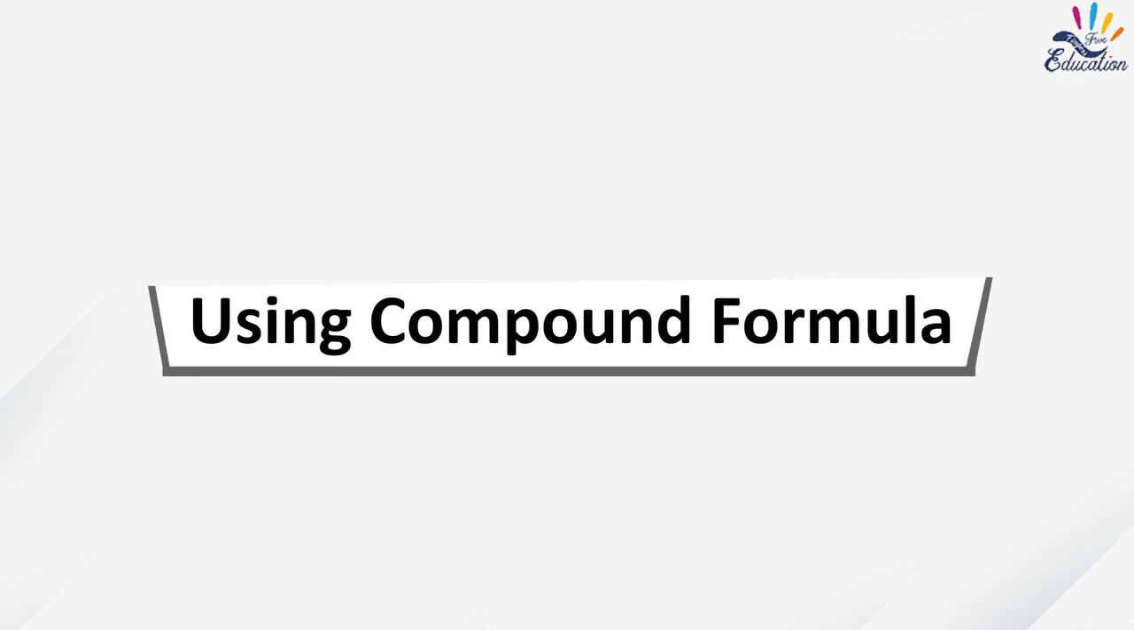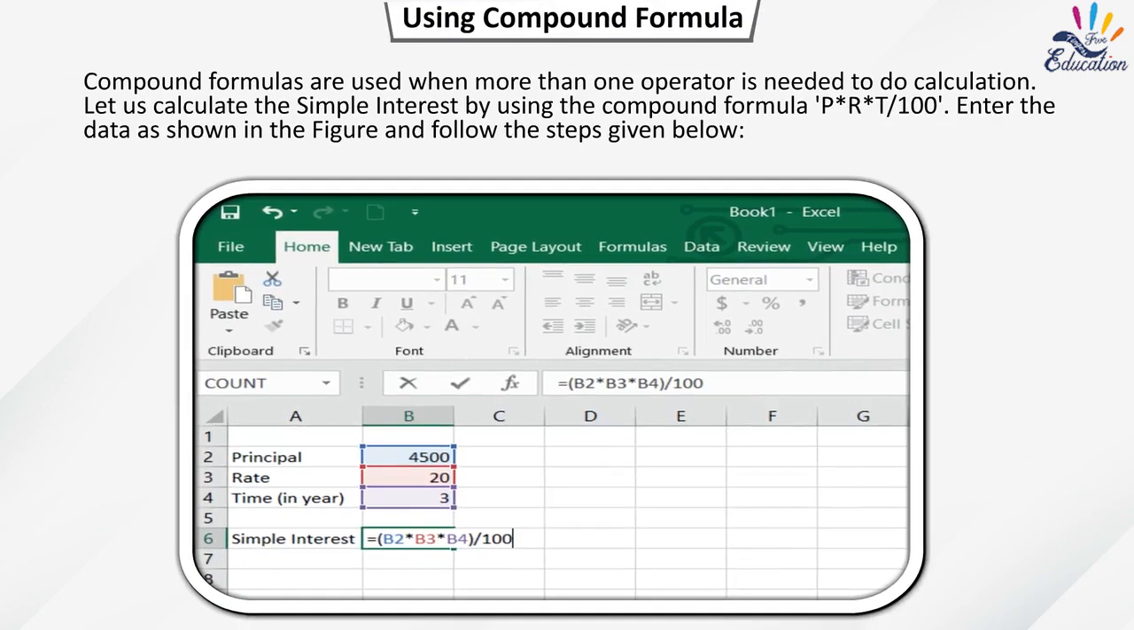Using compound formula. Compound formulas are used when more than one operator is needed to do the calculation. Let us calculate the simple interest by using the compound formula P times R times T divided by 100. Enter the data as shown in the figure and follow the steps given below.